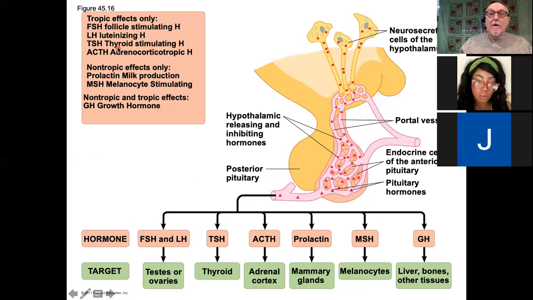So our tropic hormones are follicle stimulating hormone, luteinizing hormone, thyroid stimulating hormone, and adrenocorticotropic hormone. The non-tropic ones are prolactin, which operates directly on the breast, and melanocyte stimulating hormone. We're not going to discuss its function, but just accept that it's non-tropic. Growth hormone does both. It's both tropic and non-tropic. So if you hear me talking about a tropic hormone or a tropic effect, it is a hormone which has its effect on another endocrine gland.